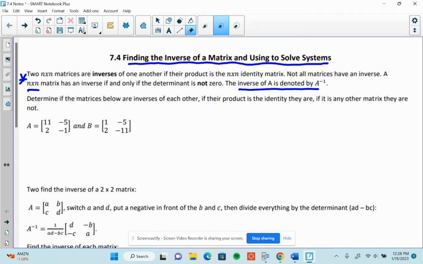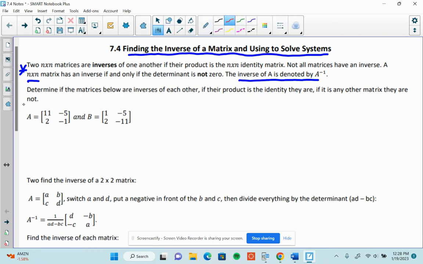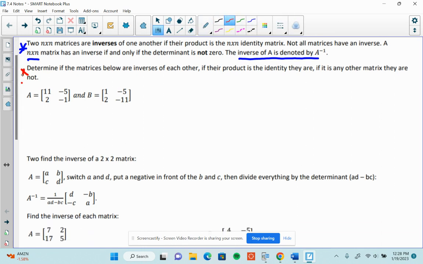All right, so this idea right here is going to be important. Determine if the matrices below are inverses of each other. If their product is the identity, they are. So what we need to do is show that A times B equals the 2 by 2 identity matrix. If it comes out to anything other than the identity matrix, they are not inverses.